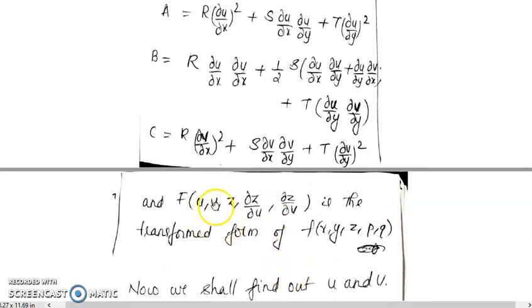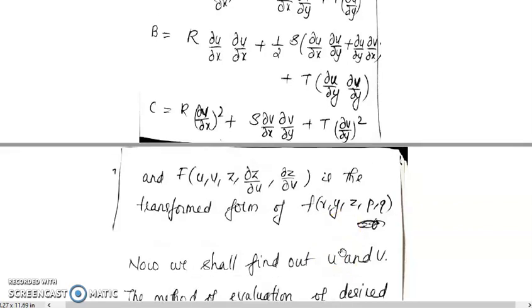And the function capital F of u, v, z, dou z by dou u, dou z by dou v is obtained by transforming the function f of x, y, z, p, q. And now we will look at what is the value of u and v.